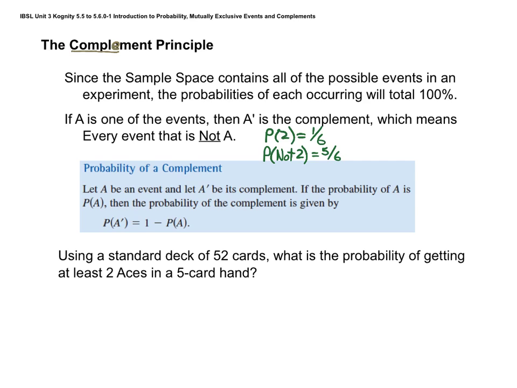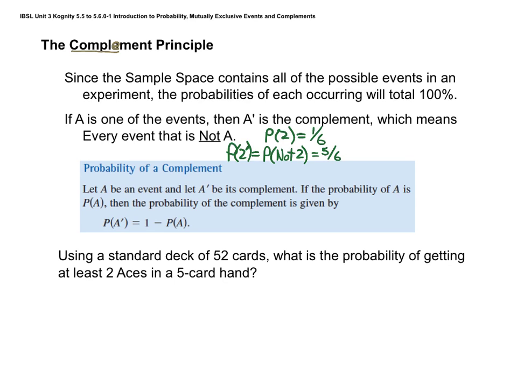Now, instead of writing not 2, you see here we use this little prime notation. We would read that if A is one of the events, then A prime is the complement, which means that it's everything that's not A. So we have 2 or not 2. We could do probability of 2 prime if we wanted to. And the complement principle here states that a complement will be 1 minus the probability of the event happening.